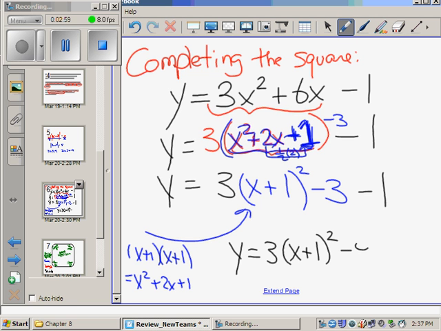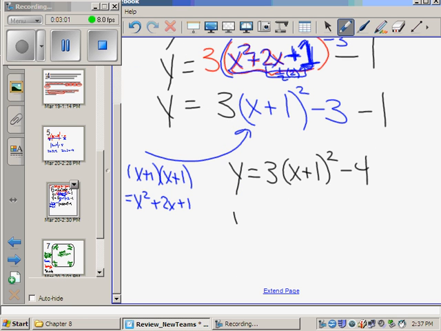And I can tell what the vertex is of that parabola. What's the vertex? Good, -1, -4. Perfect.